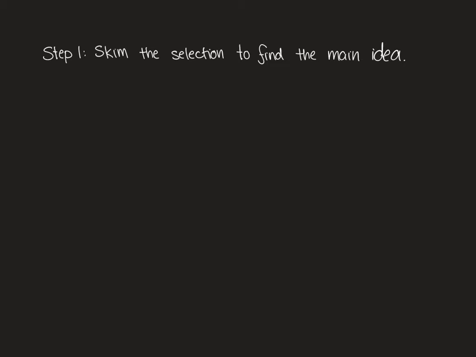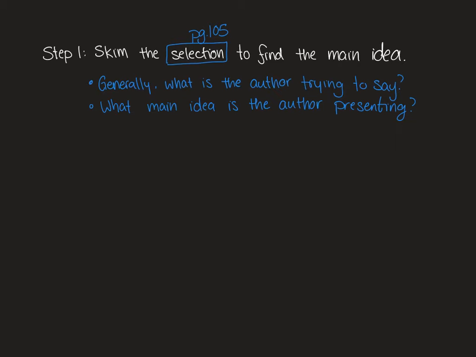I'm going to go over 6 steps to write a summary, and the selection or piece you are going to be using is on the right-hand side, and it's called Less Is More When It Comes to Trash. So the first step is to skim the selection to find the main idea. Two questions that you could ask yourself as you do this are, generally, what's the author trying to say, or what main idea is the author presenting?